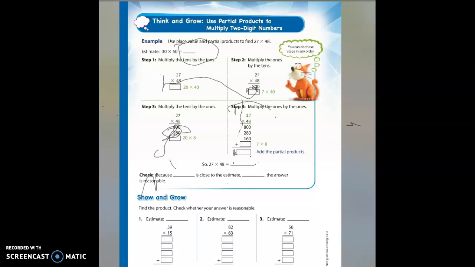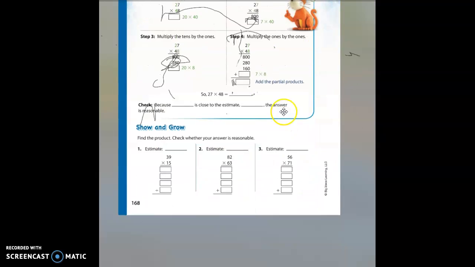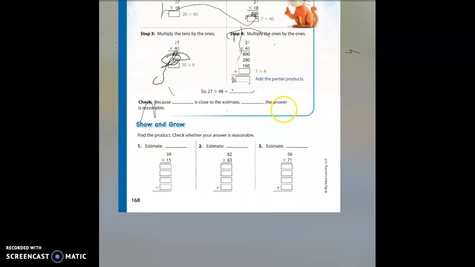So if you look down here, let's see if I can drag this. There we go. So if you look down here, then we have the show and grow, where you're finding the product and checking whether the answer is reasonable. So let's do number one. Number one is 39 times 15.